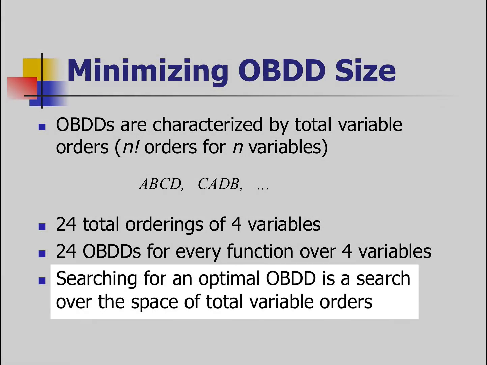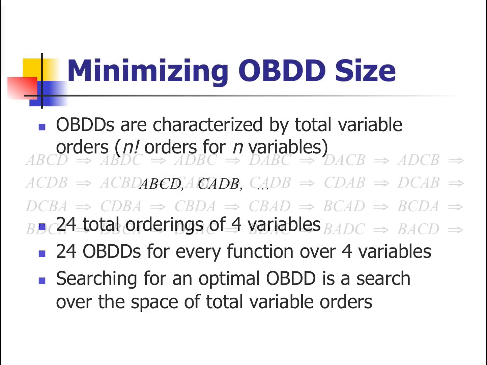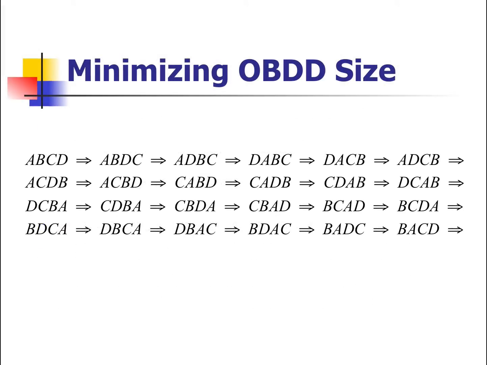And trying to find the smallest OBDD is, in a sense, a matter of picking one of these 24 total orders. Now the key thing here is to find a local operation that will allow us to navigate the space of total orders. And for OBDDs and total orders, that happens to be pretty simple. We can in fact navigate the space of all permutations by simply swapping 2 adjacent variables.